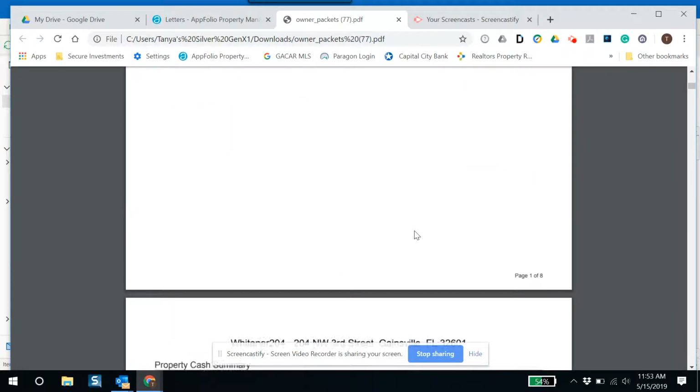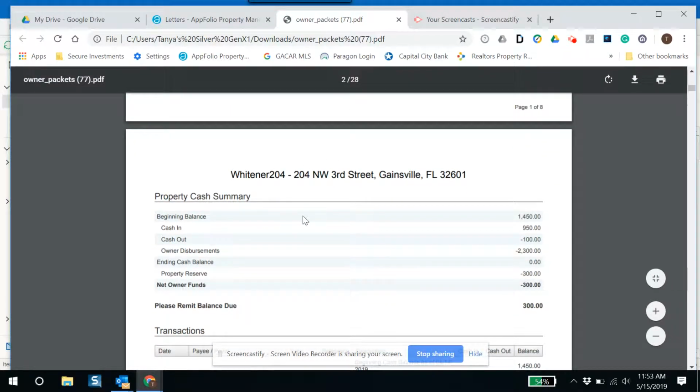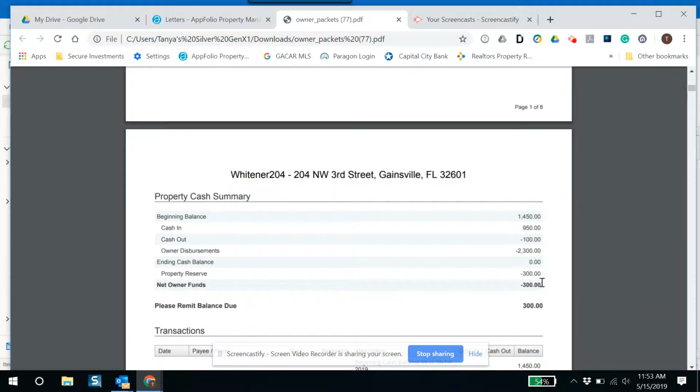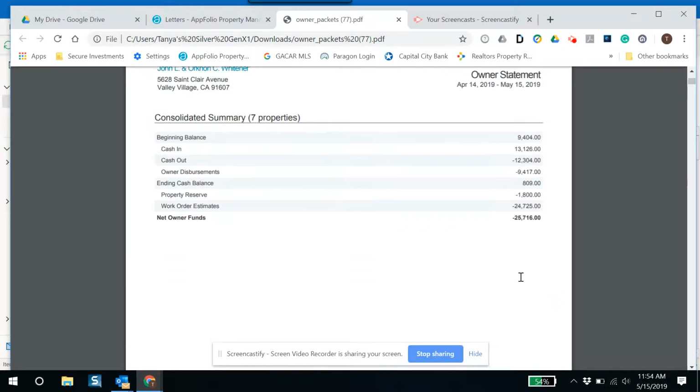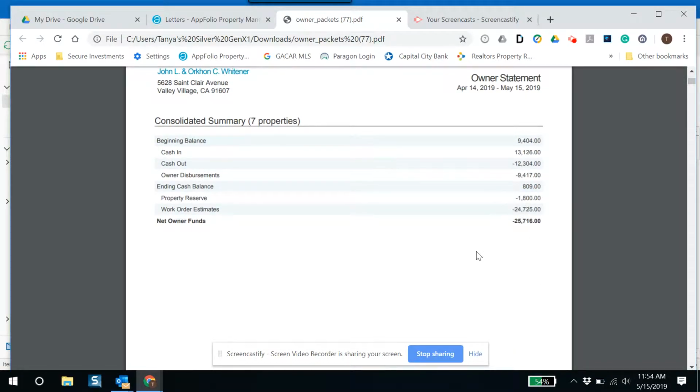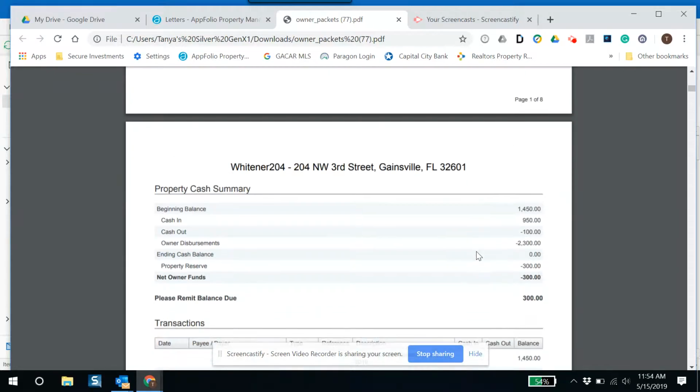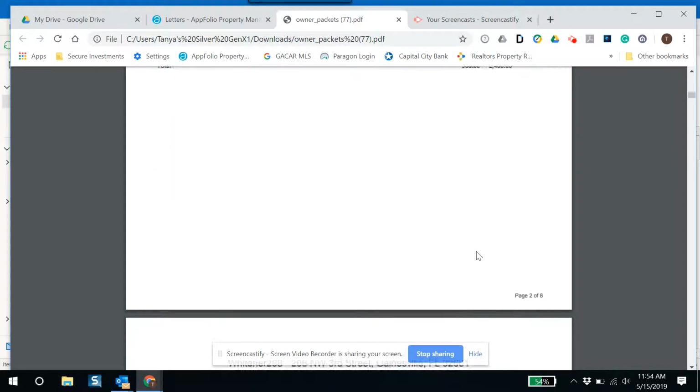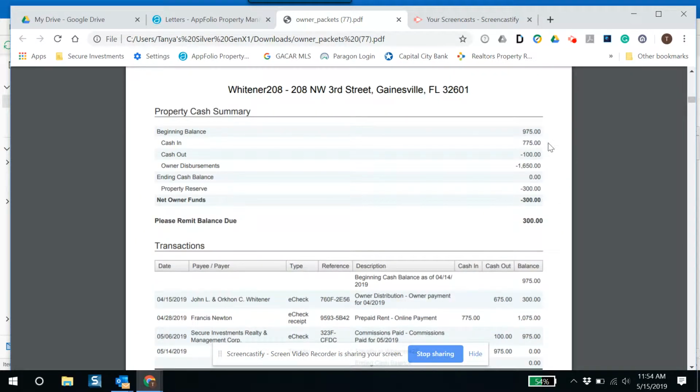So if you wanted to break it down, you would come here. This is the first property, and you see, I paid him out $2,300. And so he has no money left. He should have 300 in reserves, but we don't, so we have a negative 300. That's why this reserve money is a negative, because I ended up needing the money to pay bills and to send him enough to pay the mortgage.